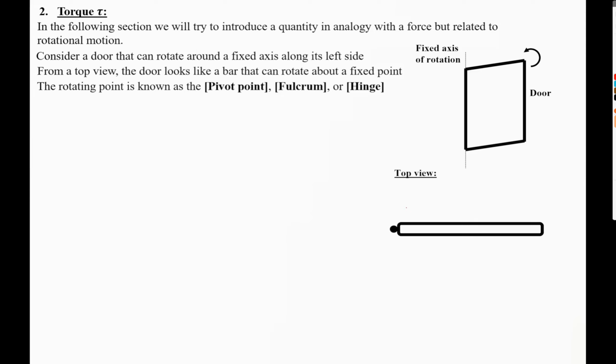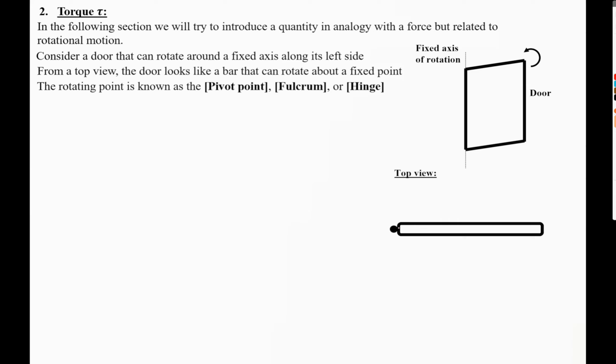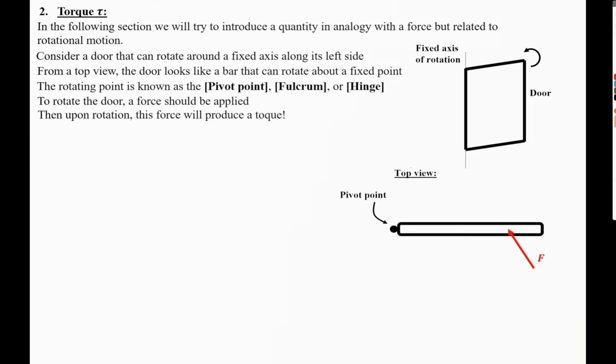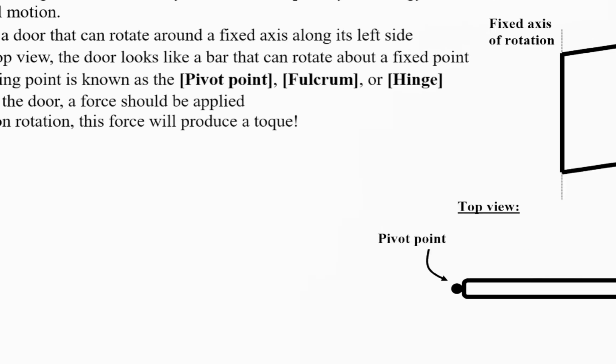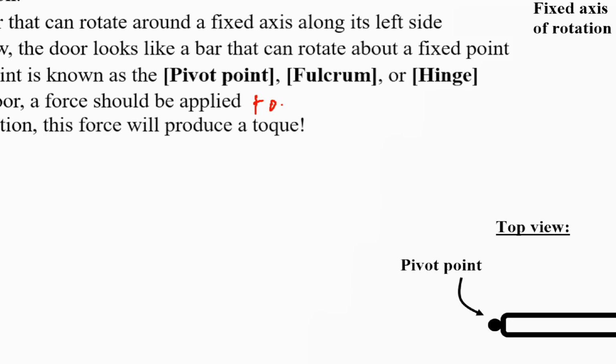Now we cannot see the axis of rotation anymore simply because we have switched the view from a front view to a top view. The axis is here. And this point, which is now the point of rotation or the axis of rotation, is known as the pivot point, the fulcrum, or the hinge. To rotate the door, we know that a force should be applied. Then upon rotation, this force will produce a torque. So here, this should be corrected and should be spelled as torque.